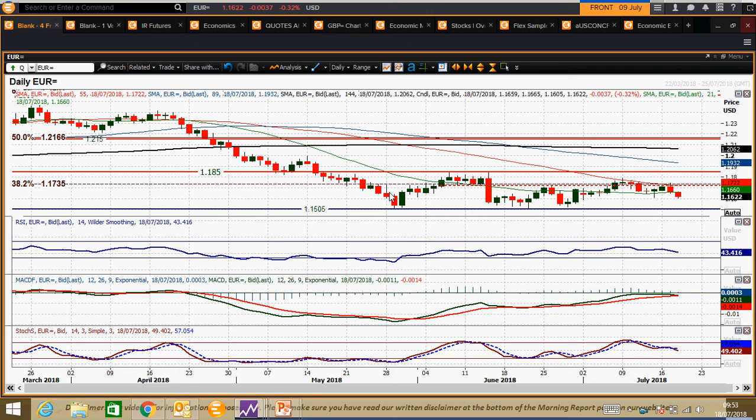1505 has been tested two or three times, held up so far, but the concern comes with these momentum indicators, which are beginning to look a bit more negative again. RSI is still above 40, so not exceptionally negative yet, but I think the MACD lines are beginning to look as though they're about to cross lower. Stochastics are crossing lower, and if you start to see the RSI below 40 on a decisive basis, then we could start to have to think about retesting the lows again.